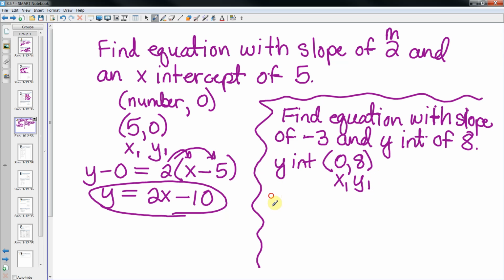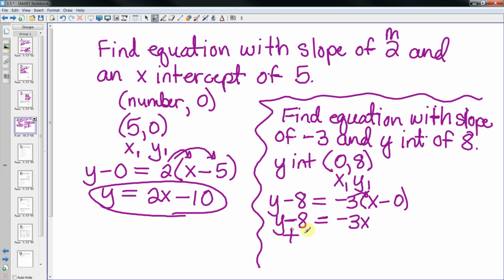So then this one would be y minus y1, which is 8, equals slope, which is negative 3, times x minus x1, this time is 0. So that's nice because you're going to have y minus 8 equals negative 3x, times x is negative 3x. Negative 3 times 0 is just 0. I don't have to write that. So then to solve this one for y, I just need to add 8 to both sides. So y equals negative 3x plus 8. So that kind of made it a little bit easier. You just have to remember how to write your x-intercepts and your y-intercepts. So that would be the final answer on that.